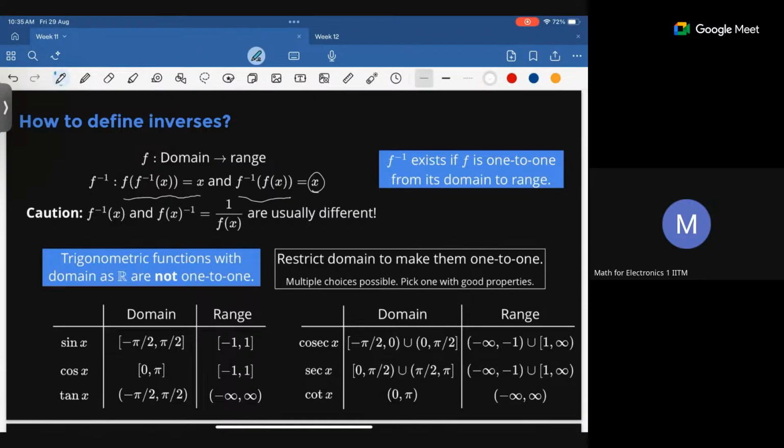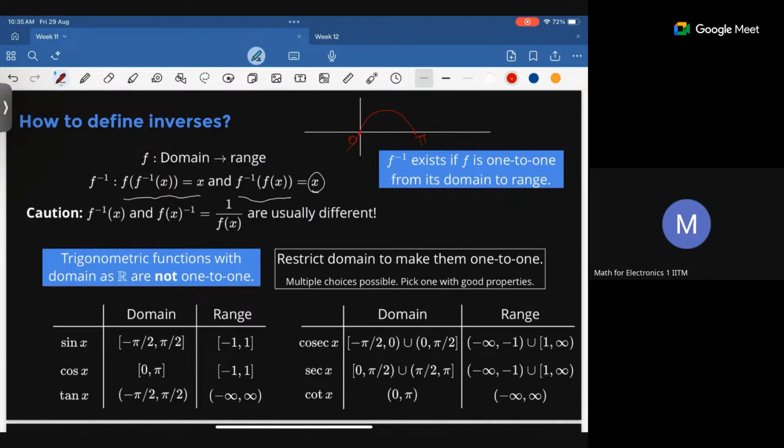Okay, so if you plot sin x from 0 to pi, you will see sin x to be like this. And is this 1 to 1? Is this function 1 to 1? So we will choose the domain such that it is 1 to 1.